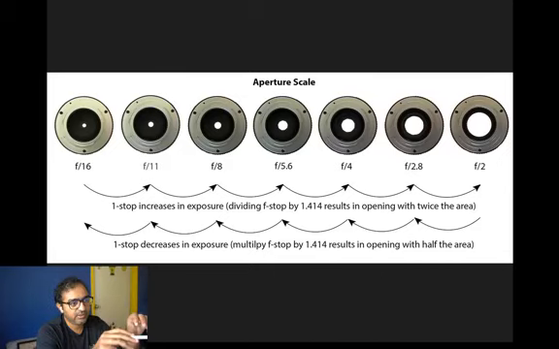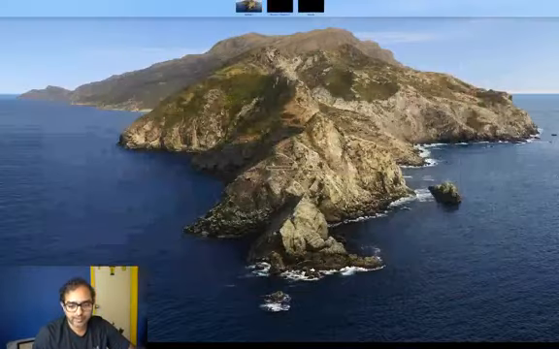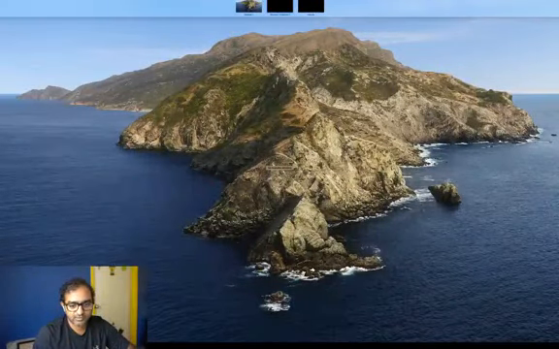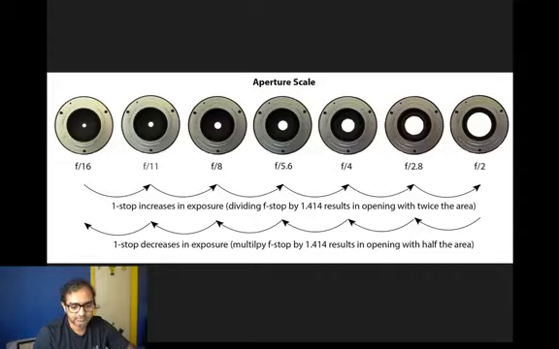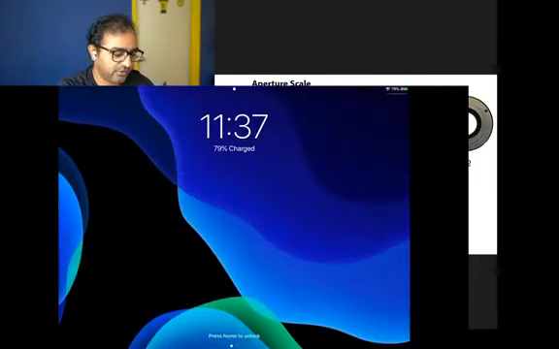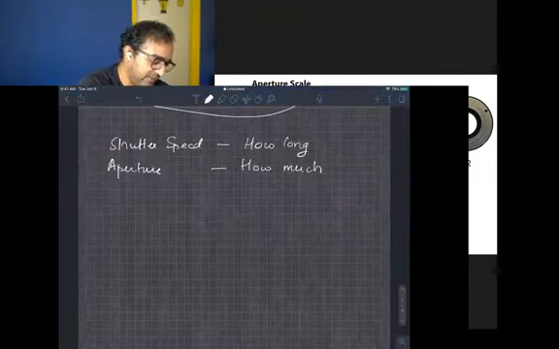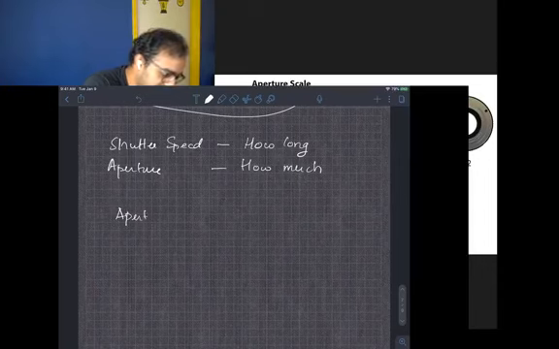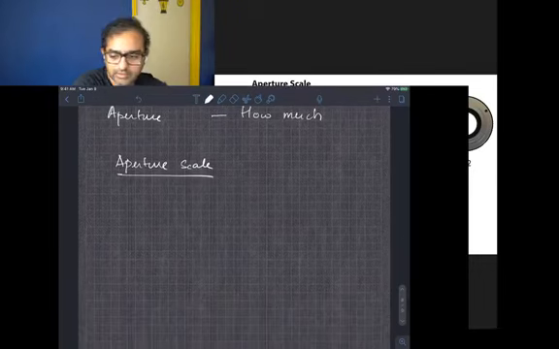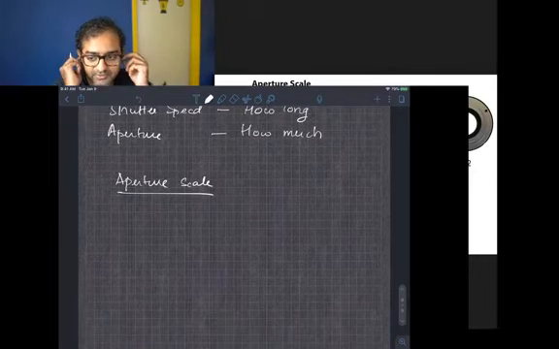Now, what's happening between f2 and 2.8 is that you're closing the aperture such that the area of this circle is reduced by half, which means it's letting in half the amount of light, right? And so on and so forth. So let's go back to my little whiteboard and let's talk about the aperture scale.